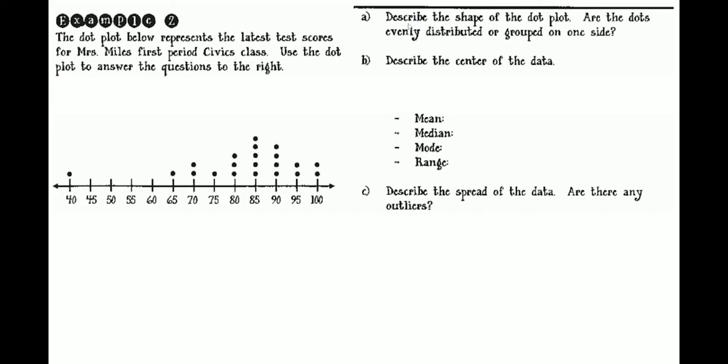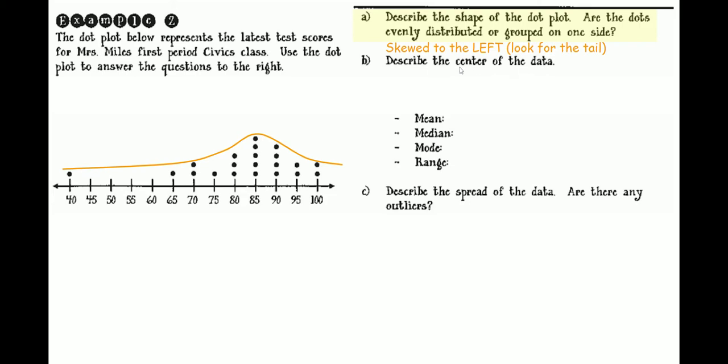Anyhow, let's go ahead and answer the first question. Describe the shape of the dot plot. Are the dots evenly distributed or grouped up on one side? Well, we can see that the dots are more grouped up on the right side. What we would say is the dot plot is skewed to the left, and we wrote down look for the tail. This is the tail right here. This is the peak or the body, and the tail is over here. You're saying that it's skewed to the left. It's not in the middle. It's not symmetrical. You've got all this data right here, and then you have just one random, sometimes we call it an outlier, on the side.